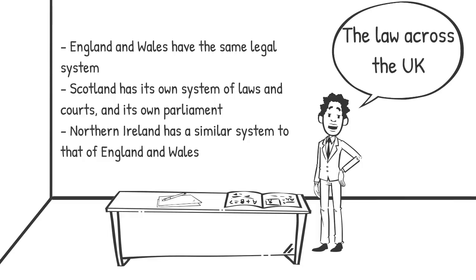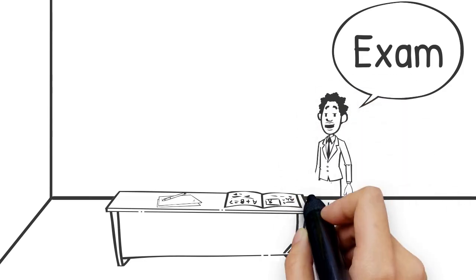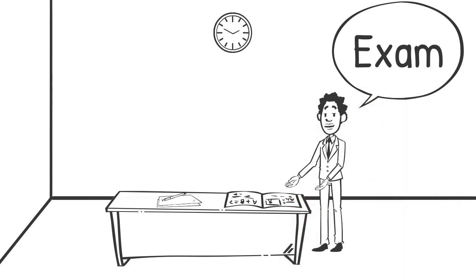The Welsh Assembly has passed some laws that just apply to Wales, but, as yet, there are no major differences between the two countries. Scotland has its own system of laws and courts, and its own parliament. Northern Ireland has a similar system to that of England and Wales. In the exam you might be asked to explain the principles that affect how the law is applied or explain the different ways laws are made.